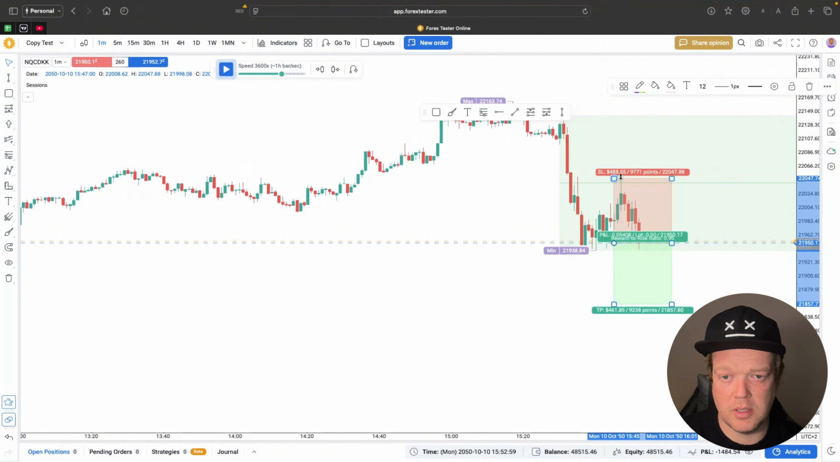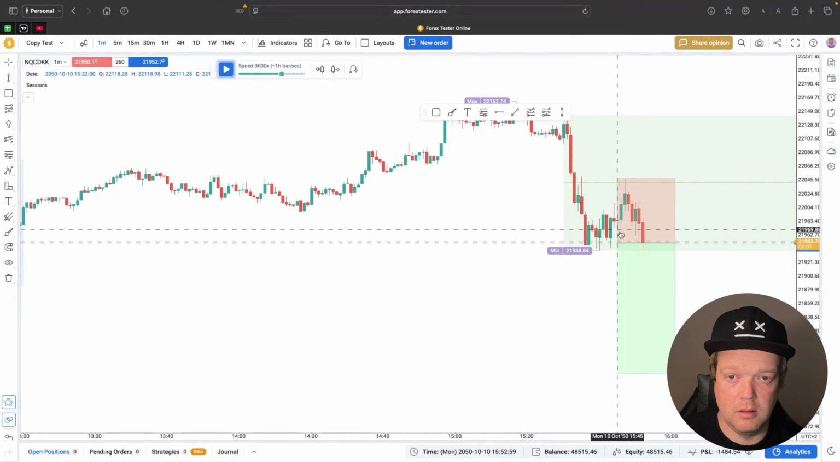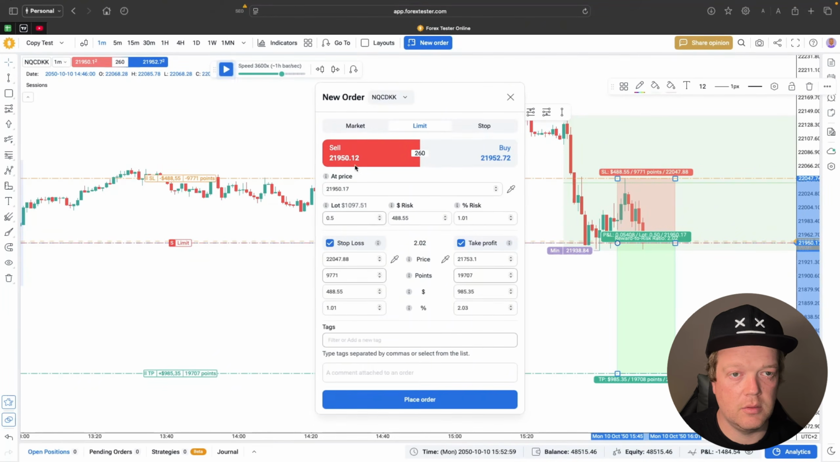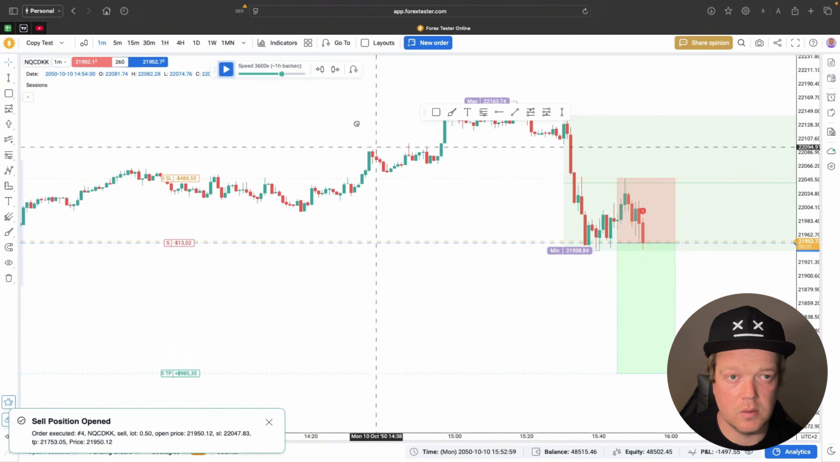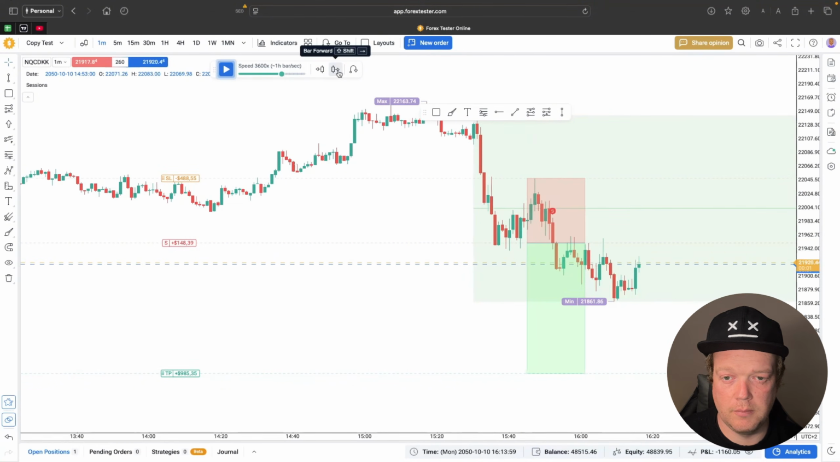You can put your stops there. And let's go for a 1 till 2 risk to reward trade. Let's enter it. Market execution. Place order. And let's see what happens.